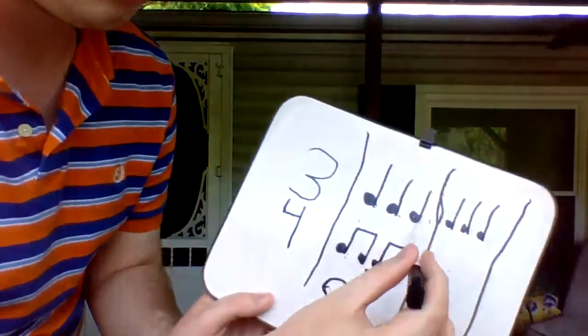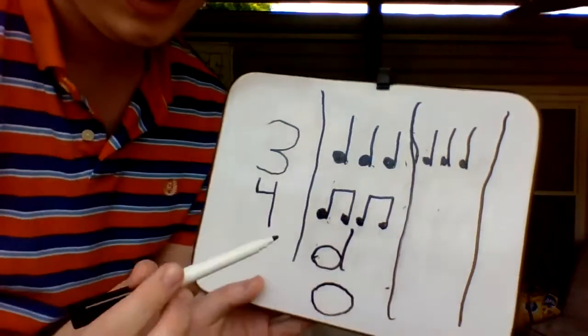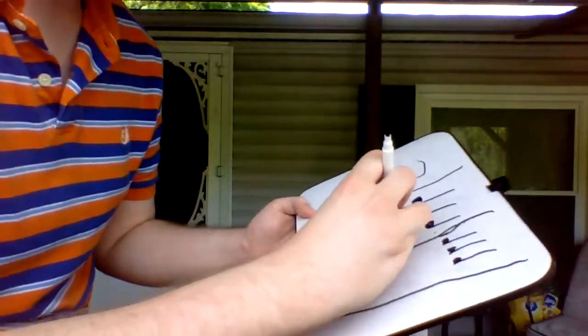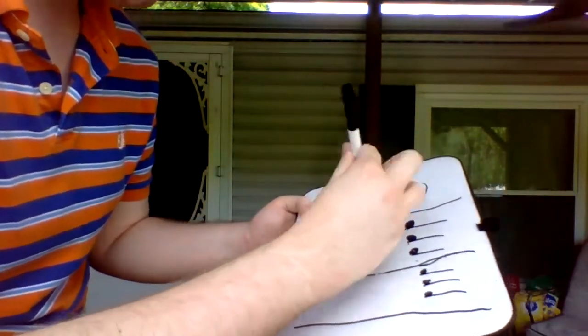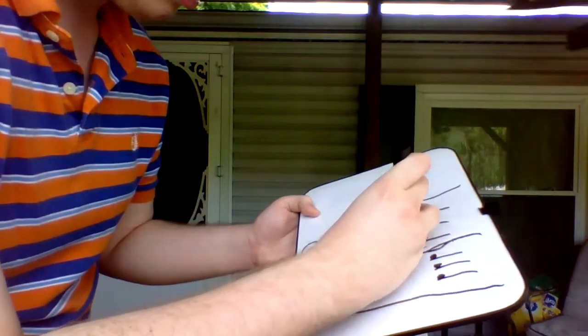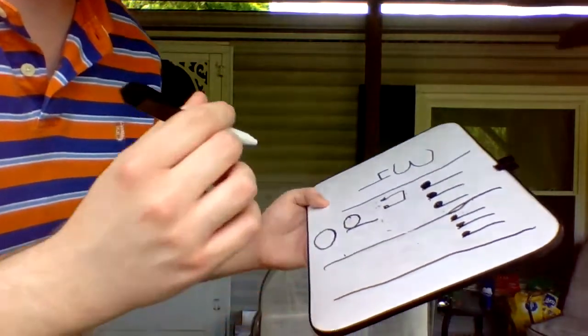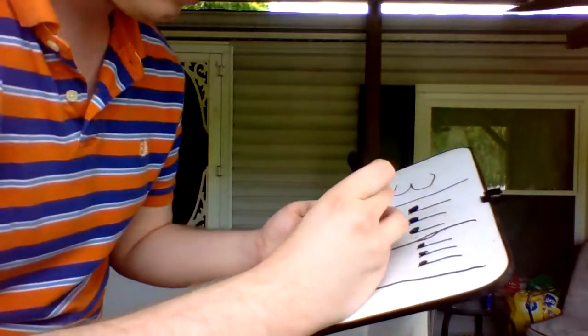One, 2, 3. 1, 2, 3. Eighth notes. Let's write that out. It'd just be, as you can probably guess, 1 and 2 and 3 and 1 and 2 and 3 and.